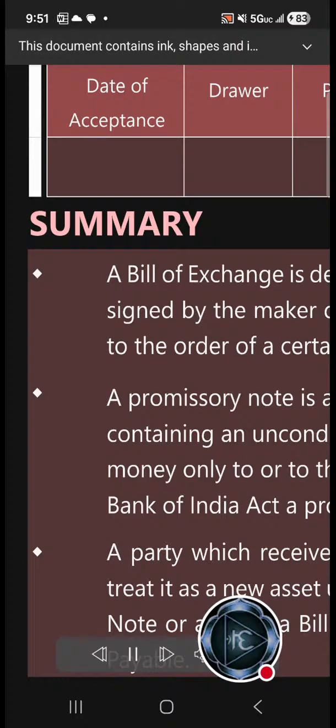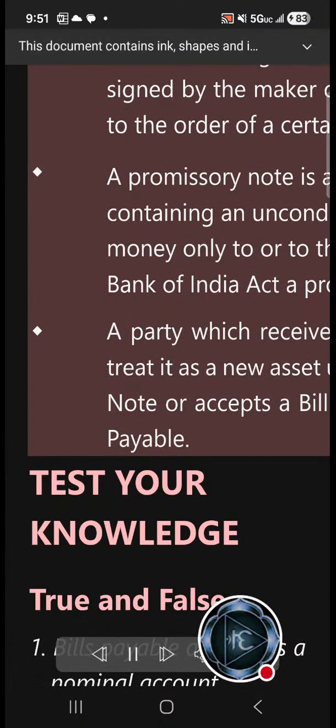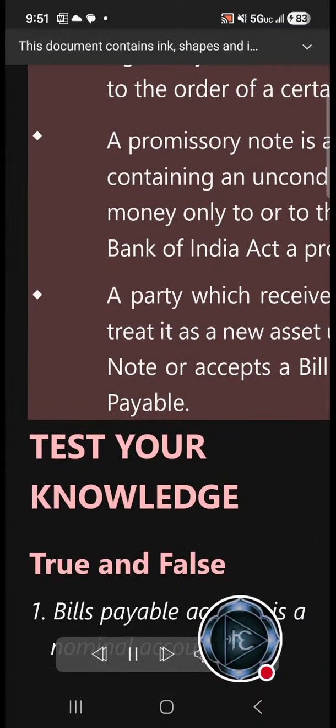Summary. A bill of exchange is defined as an instrument in writing containing an unconditional order signed by the maker directing a certain person to pay a certain sum of money only to or to the order of a certain person or to the bearer of the instrument.